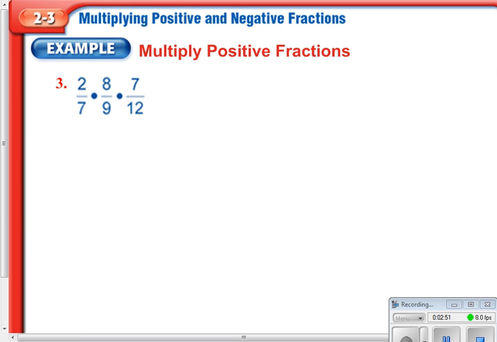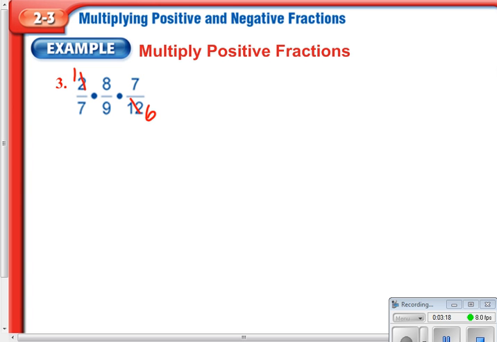Next example, example 3, we have 2/9 times 8/9 times 7/12. Okay, all these fractions cannot reduce. 2/9, 8/9, 7/12 can't reduce. So we start looking diagonally. Well, I can take a 2 out of this numerator, and I can take a 2 out of that denominator. If I've done something to a numerator, then I need to do something to a denominator. So I'm going to take a 2 out of each. This now is a 1, and this now is a 6.